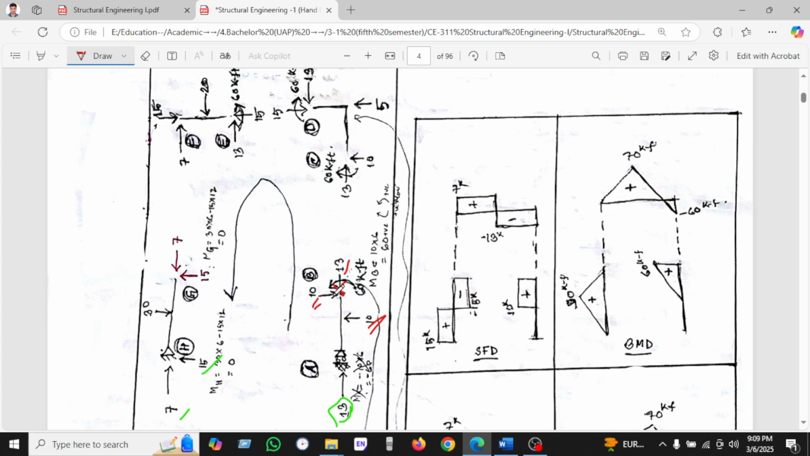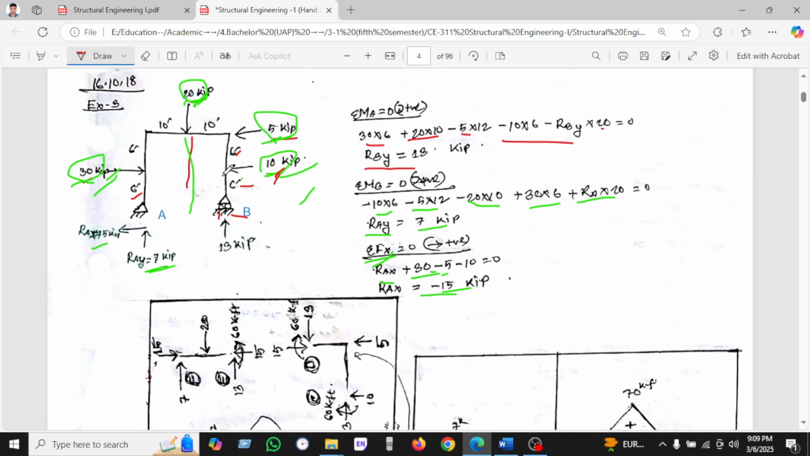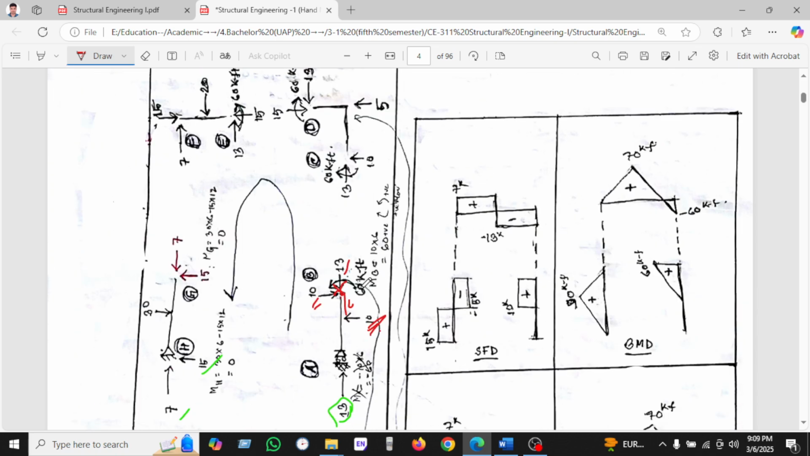So now we are taking moment here. If we take the moment here, that will be 10 into force into perpendicular distance, which is 10 into this distance. As we know this distance is 6, we have seen here. So we are taking 60 kip feet.